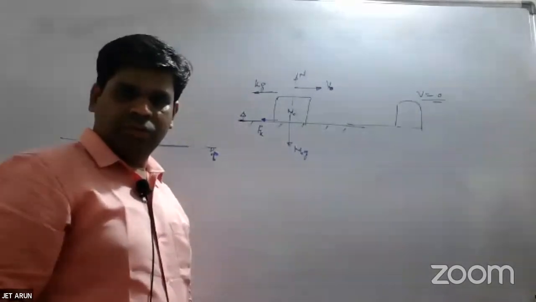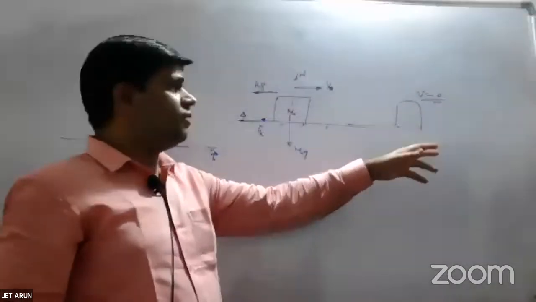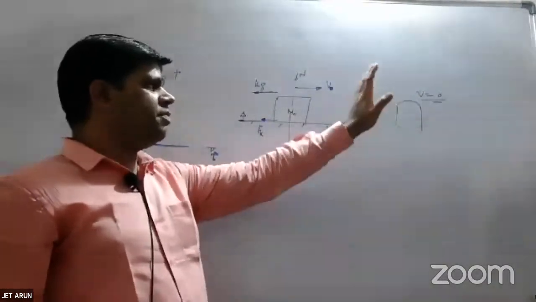Zero. Once the friction is zero, force is zero. Force is zero, acceleration is zero. Velocity is zero, acceleration is zero. That means the particle will remain there itself.